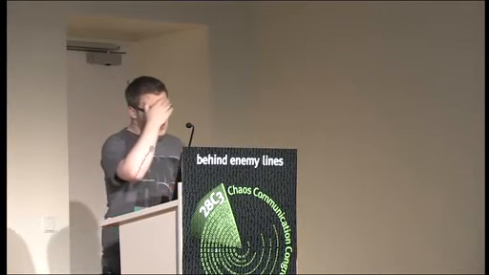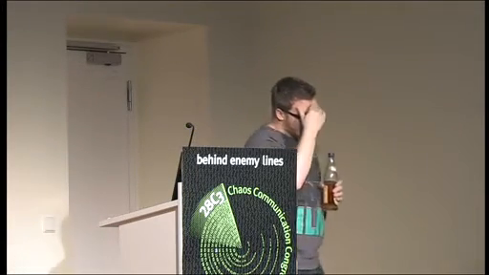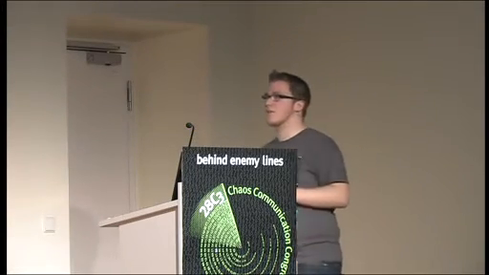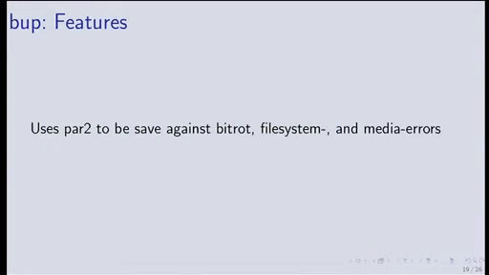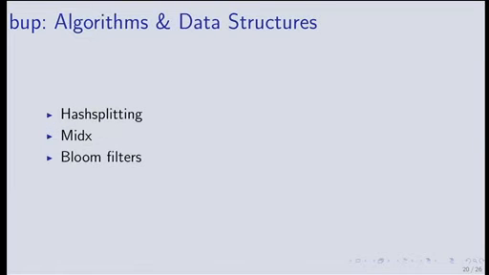And if you remember, one of our motivations is to be safe against bit rot and failing media. For this, we use Par2. Par2 creates parity information, so you can restore files if some bits are broken. Okay, let's take a look at how bub does things, the algorithms and data structures. We have hash splitting, MIDX, and Bloom filters.